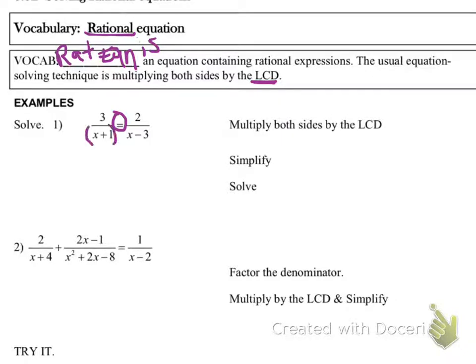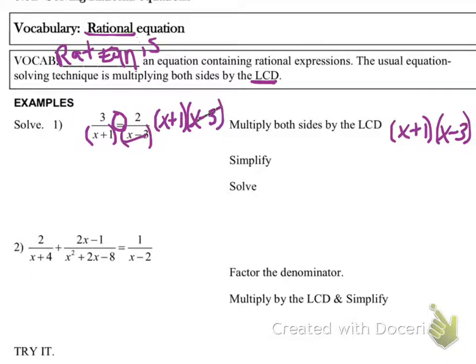Look at the factors I have on bottom. What do I have on bottom? My LCD would be x plus 1, x minus 3. So if I multiply this fraction by x plus 1 and x minus 3, the x minus 3 cancels, right? If I multiply the other side by x plus 1, x minus 3, the x plus 1's cancel. So on the left-hand side, I'm left with 3 times x plus 3 equals 2 times x plus 1.